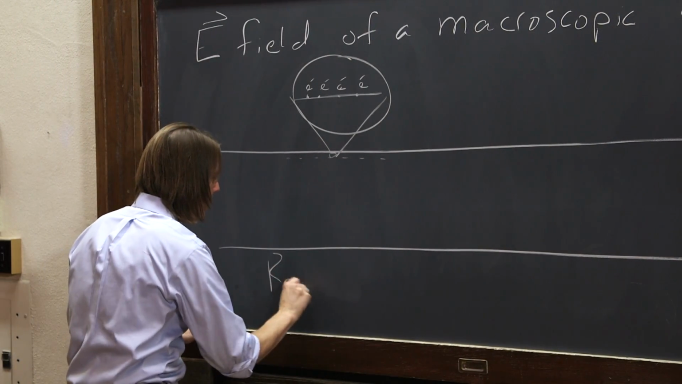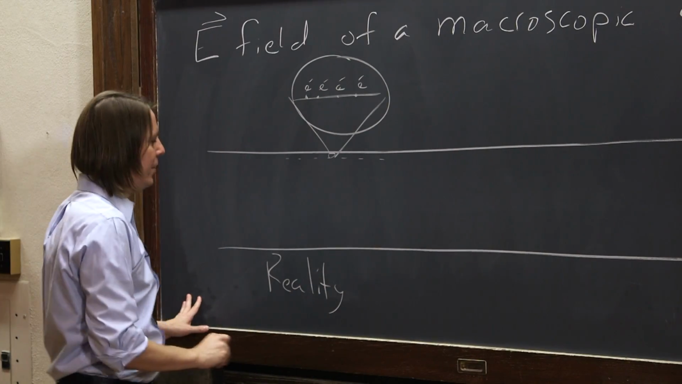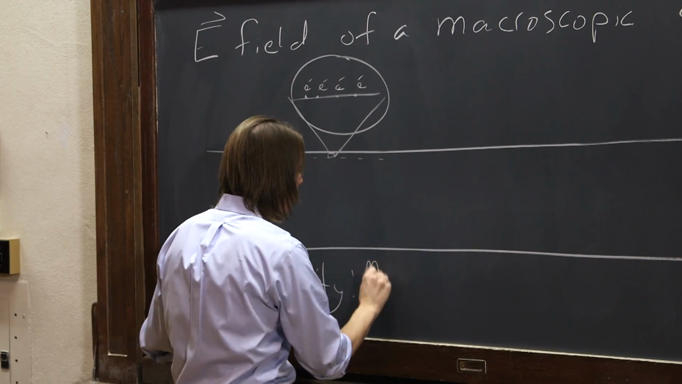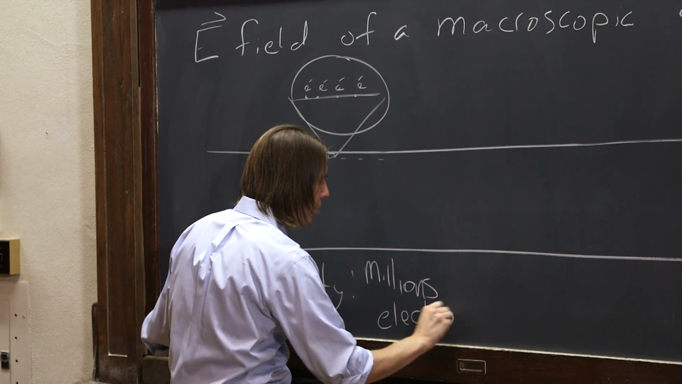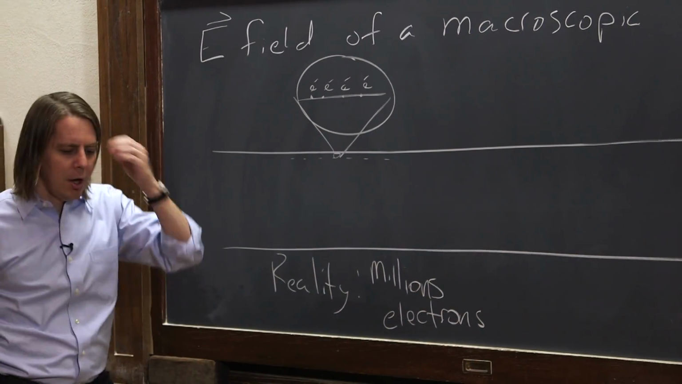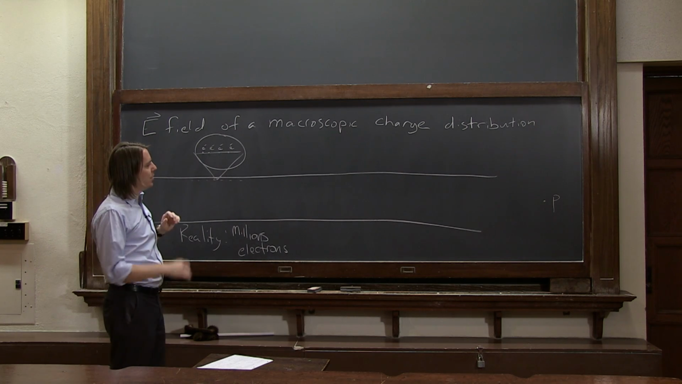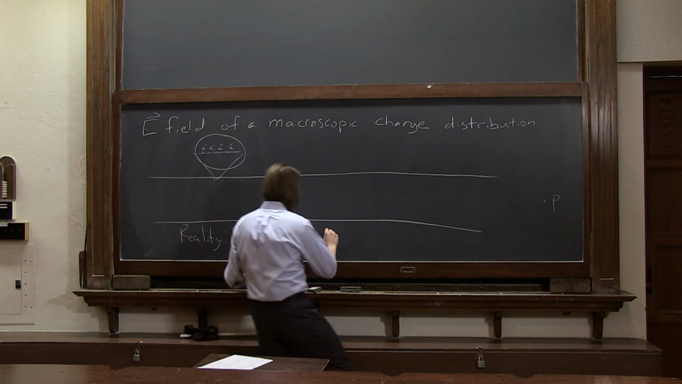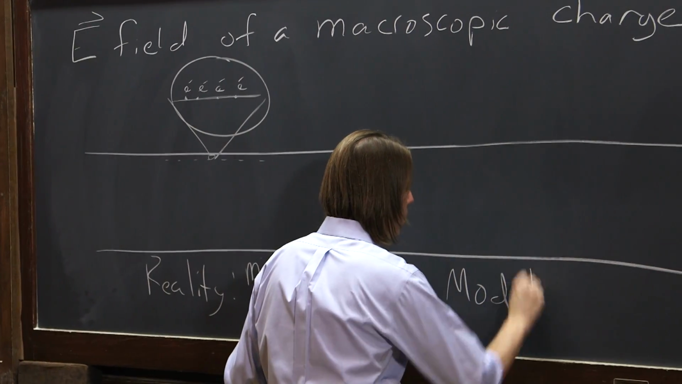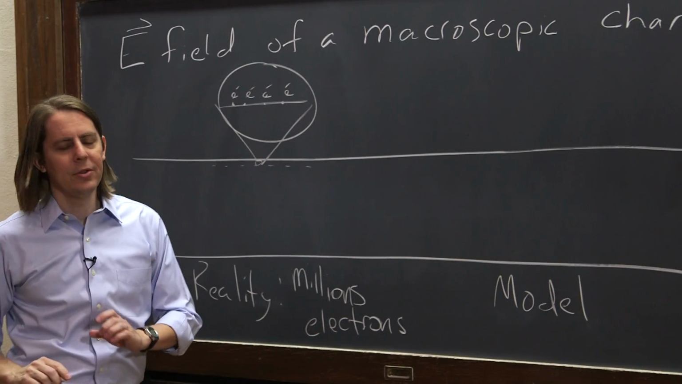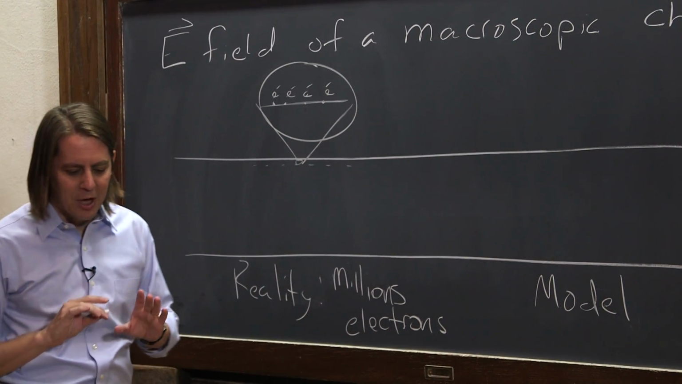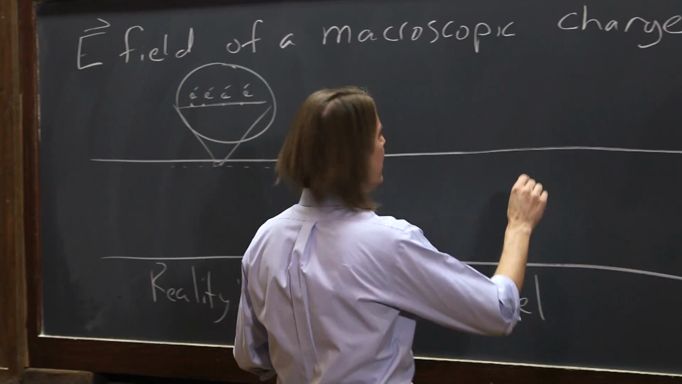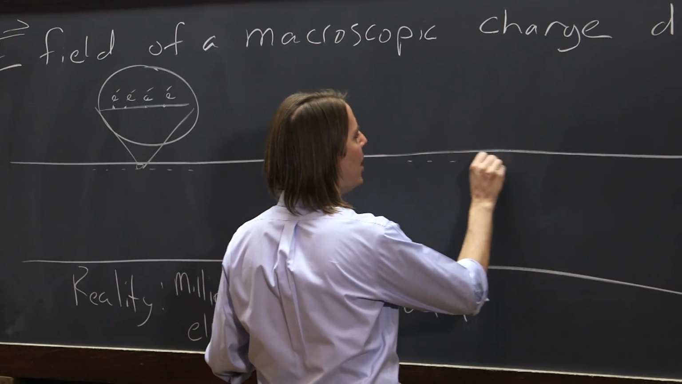I want to stress that we are breaking with reality. The reality is millions of electrons. Okay? What we do in physics to avoid dealing with all those electrons is we make a model. Okay? In physics, when we say a model, that almost certainly means it's not exactly correct. It's something we do to make it easier mathematically.